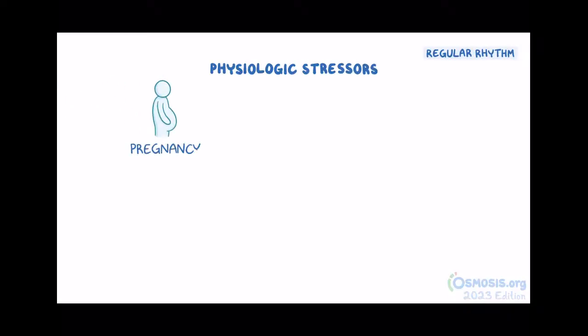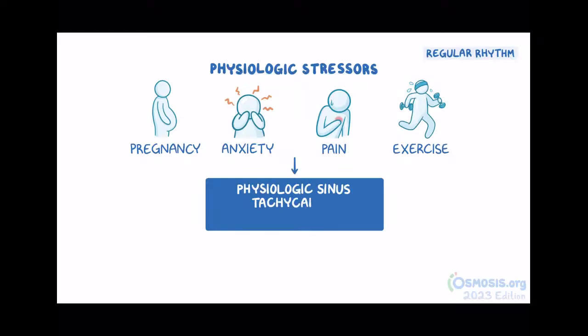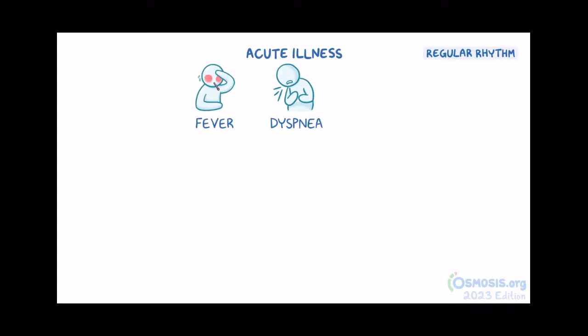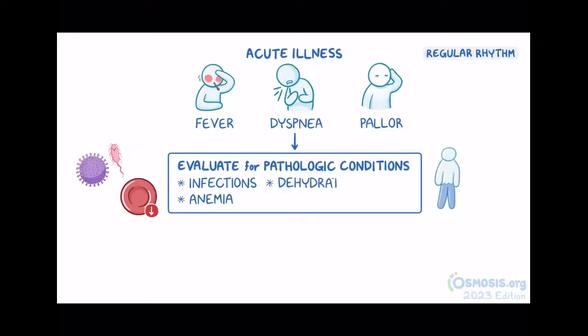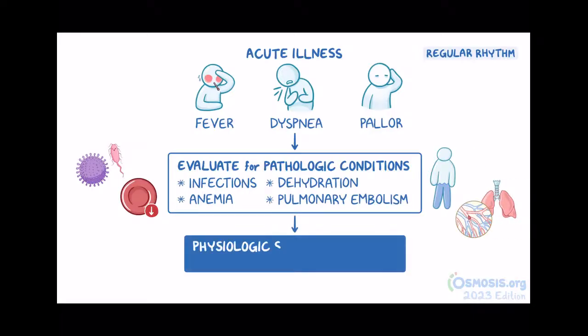First, let's start with physiologic stimulation. If your patient presents with physiologic stressors like pregnancy, anxiety, pain, or exercise, consider physiologic sinus tachycardia from a non-pathologic stressor. On the other hand, if an individual has evidence of acute illness like fever, dyspnea, or pallor, evaluate for pathologic conditions that can cause sinus tachycardia like infections, anemia, dehydration, or pulmonary embolism. In these patients, you should think of physiologic sinus tachycardia from a pathologic condition.